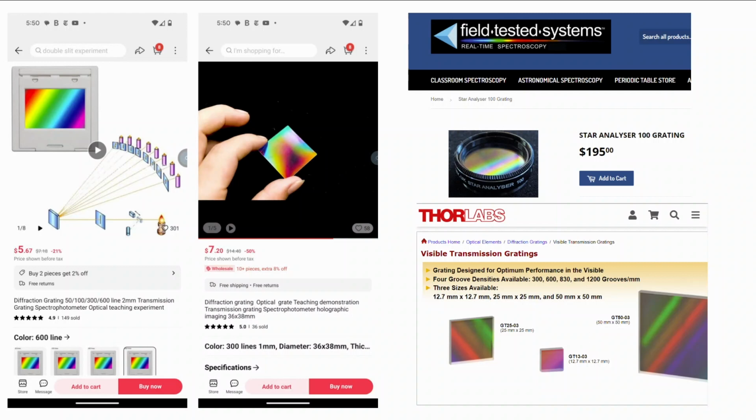So these are the suppliers I got them from. Again, these 2 are the cheapos from AliExpress. You can get them for like $5 to $8. Very, very cheap. The Star Analyzer is around $200, and Thorlabs is around $250 or $300.